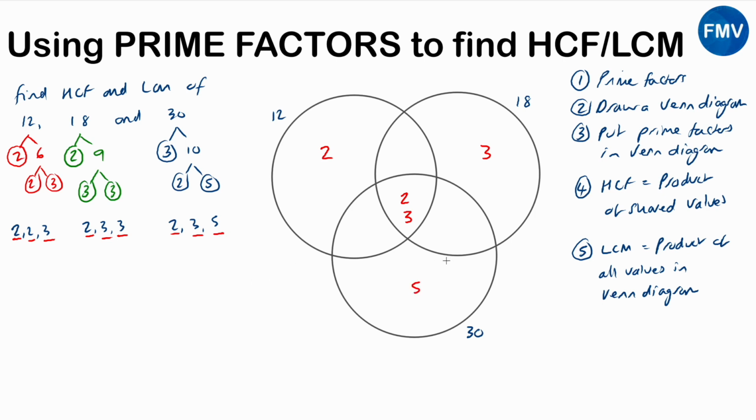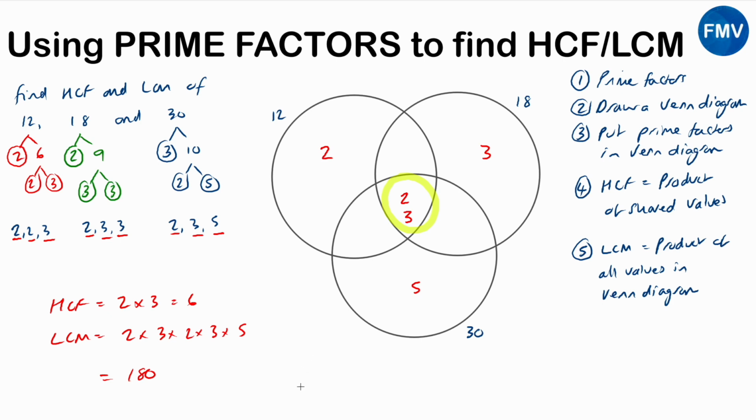Step 4, the highest common factor is the product of the shared values. These are the shared values. So 6 is the biggest factor that fits into 12, 18 and 30. If you think about it, that makes sense because 2 times 6 is 12, 3 times 6 is 18, and 5 times 6 is 30. Our lowest common multiple is the product of all of those numbers. So we have got 2 times 3 times 2 times 3 times 5. That is 180.